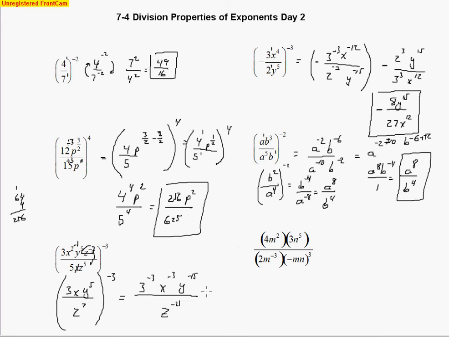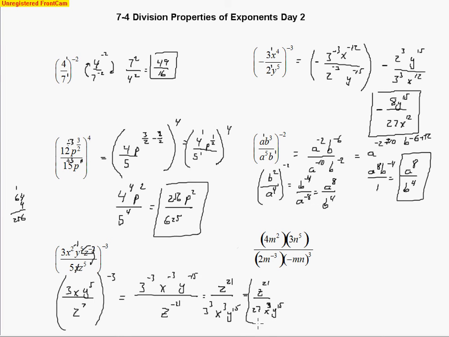So now I'll go ahead and take the reciprocal again, and so I have z to the 21st, 3 to the 3rd power, x to the 3rd, and y to the 15th. So all I need to do now is multiply out those 3's. So I'm left with z to the 21st power all over 27, x to the 3rd, y to the 15th power. That would be our answer there.